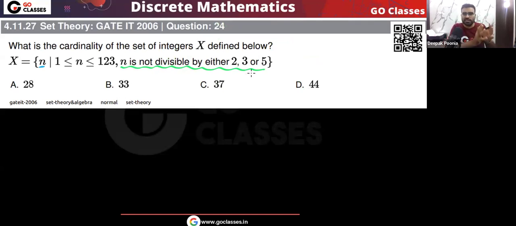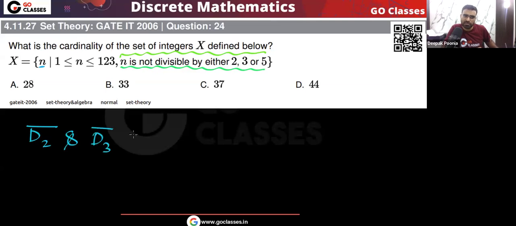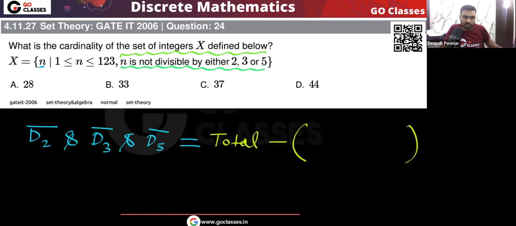Actually the question is saying that n should not be divisible by any of them. I want that integer which is not divisible by 2, not divisible by 3 and not divisible by 5. Very simple to understand. So here, neither divisible by 2 nor by 3 nor by 5, this is what we need. That will be equal to the total minus those which are divisible by 2 or divisible by 3 or divisible by 5.